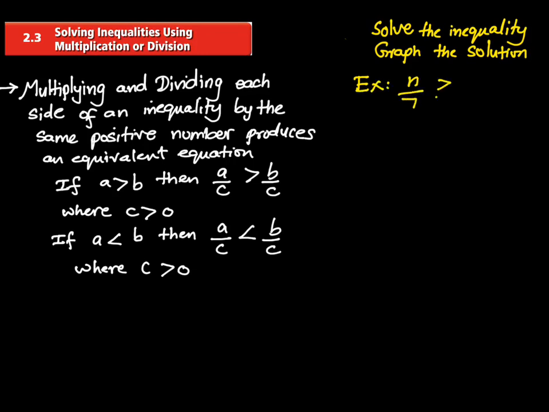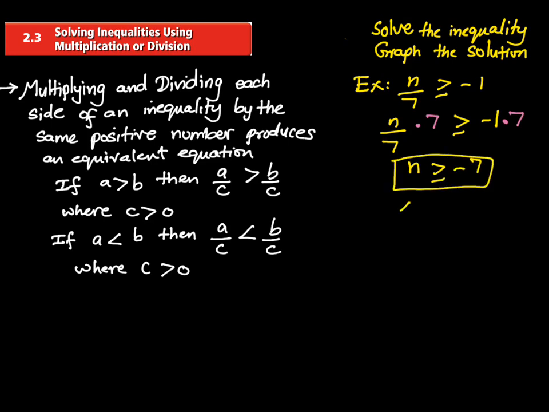So n over 7 is greater than or equal to -1. What we'll do is multiply both sides by 7. When we do that, you get n, and then -1 times 7 is -7. Then graphing on a number line, we look for -7, and then we go to the right hand side.